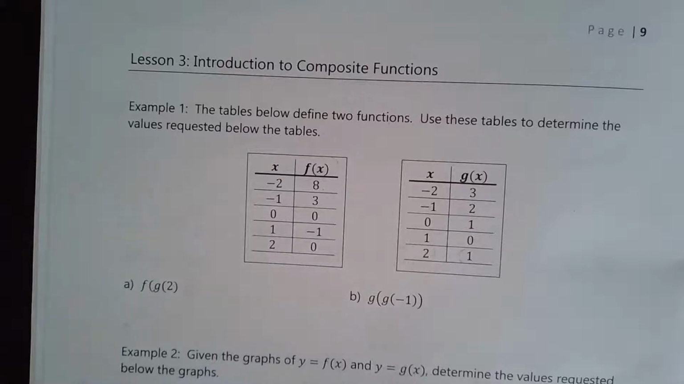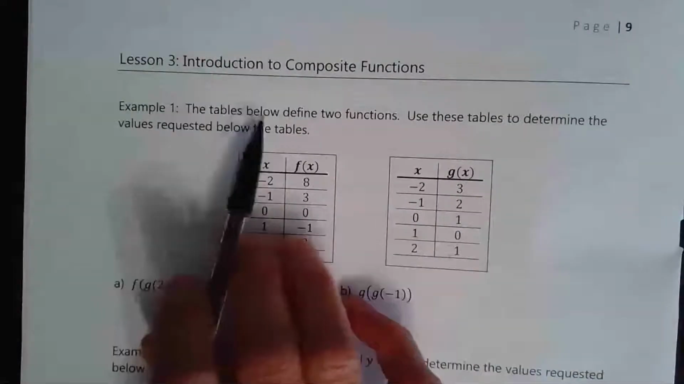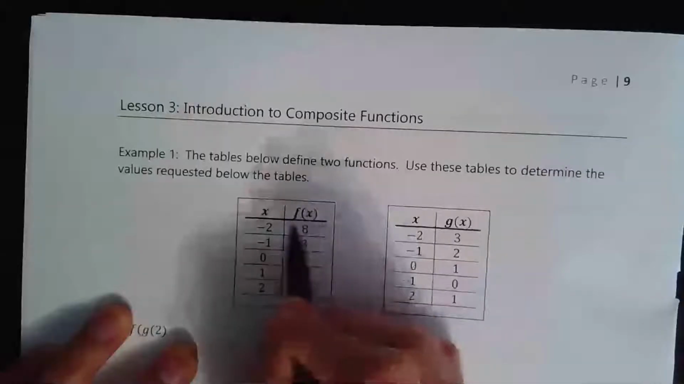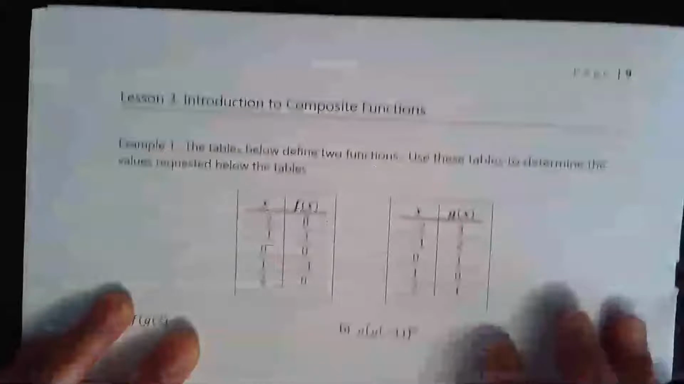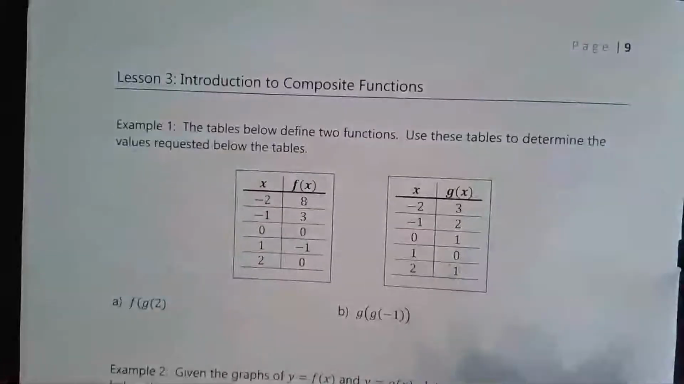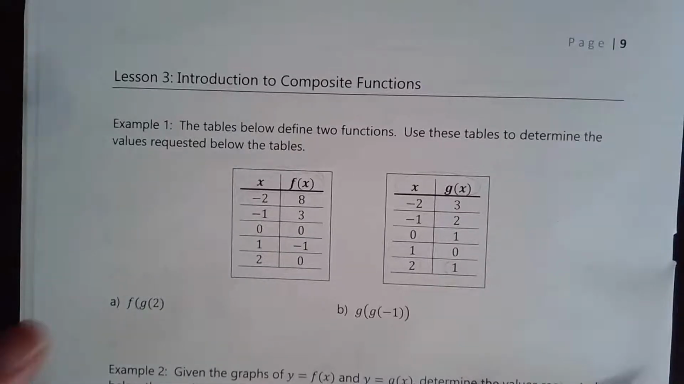We're going to go straight to example number 1. The table below defines two functions, and this one here is the function g of x. This is a little bit different compared to what we've been doing in the past couple of days. This one is a composite, so the answer to the one function will be used to figure out the answer to the next function. That's what we're going to be trying to do.